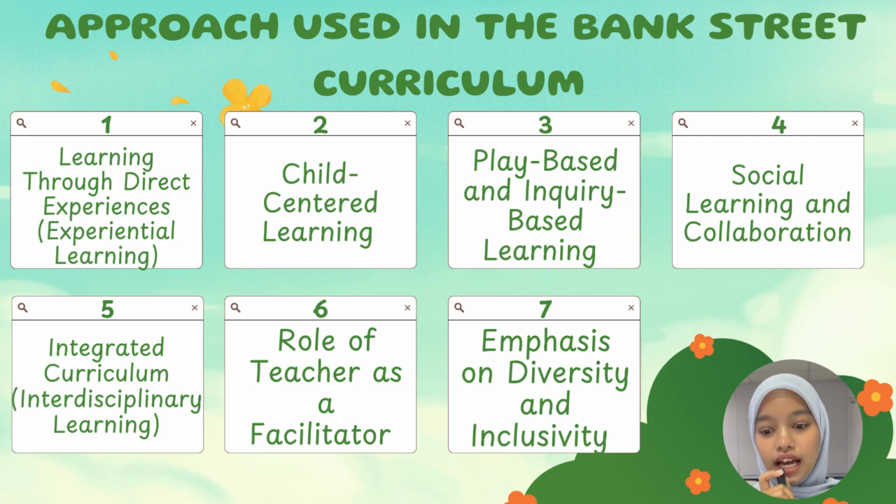For example, a plant-focused class might establish their own garden, notice change over time, and discuss what plants require to survive. 4. Social learning and collaboration. The curriculum encourages social connection and cooperative learning, recognizing that children learn by interacting with their peers, instructor, and community.